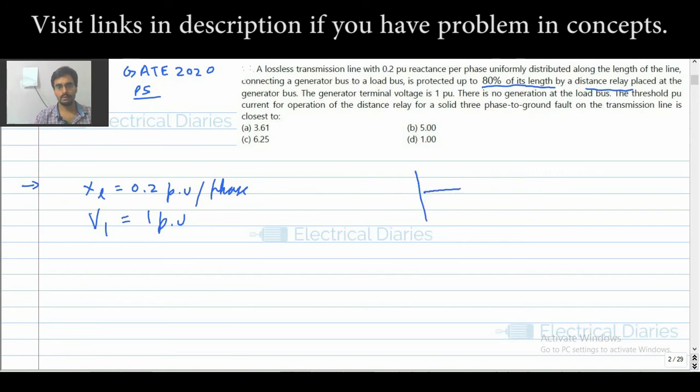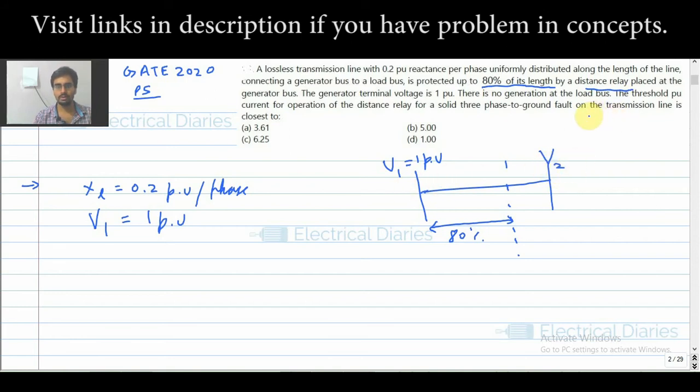Okay, so in very layman terms, if I could draw the system, this is a generator bus, let me say this is a load bus. Okay, so V1 is given to me as 1 per unit. This line from the generator side is protected 80% by the distance relay. So that is 80% of the distance between the generator bus and the load bus is protected by the distance relay. There is no generation at the load bus. Okay, so the power will flow only from V1 to V2, that is from bus 1 to bus 2. Bus 1 is your generator bus, bus 2 is your load bus.